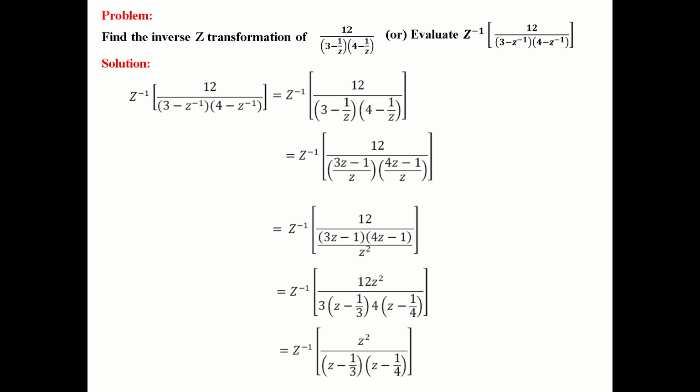3 4s are 12. So the 12 in the denominator and the 12 in the numerator get cancelled. So you will get z inverse of z square by (z minus 1 by 3) into (z minus 1 by 4). So the numerator can be split into z into z. So z inverse of z by (z minus 1 by 3) into z by (z minus 1 by 4), using convolution theorem, can be written as z inverse of z by (z minus 1 by 3) convolution z inverse of z by (z minus 1 by 4).